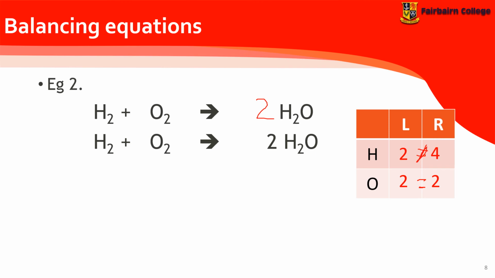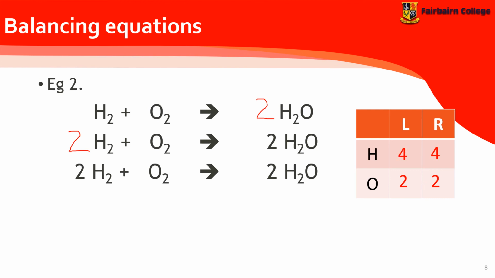So for that, we need to go back to the left-hand side. And what can we do? We can add a 2 in front and see what happens. So now we have 2H2 plus O2 equals 2H2O. And if we calculate the number of atoms, then we would see that now on the left hand side we have 4 hydrogens, on the right hand side we have 4 hydrogens, and on the left hand side we have 2 oxygens, and on the right hand side we have 2 oxygens. So these are all equal. So now this formula is correct and balanced.